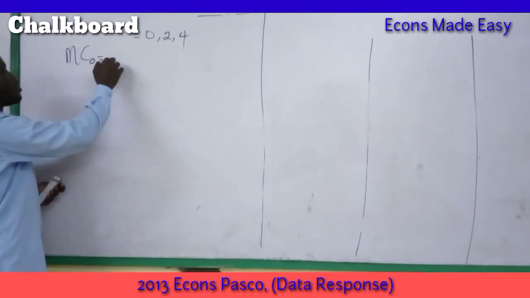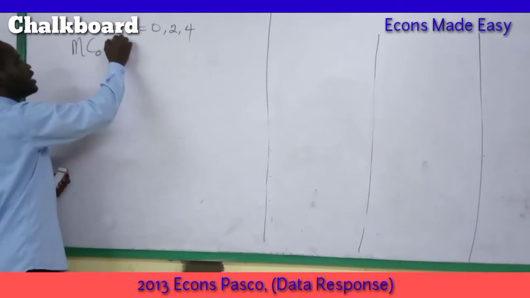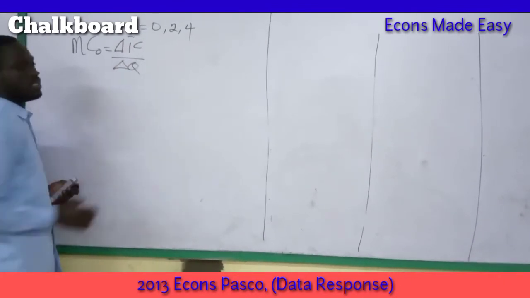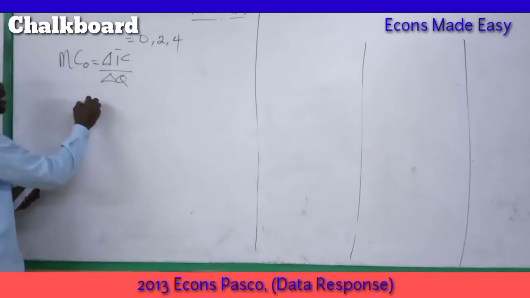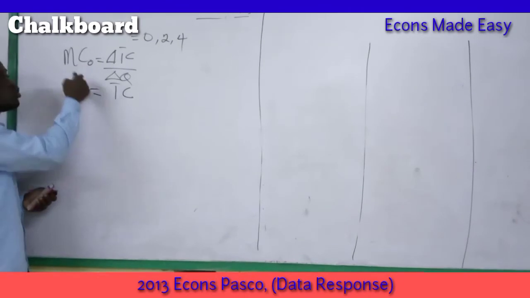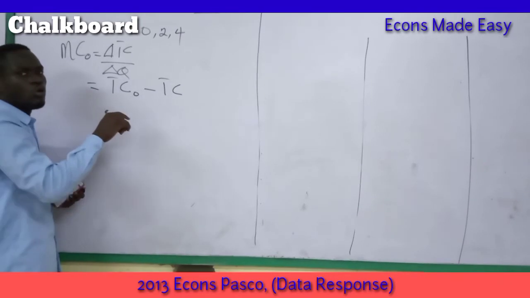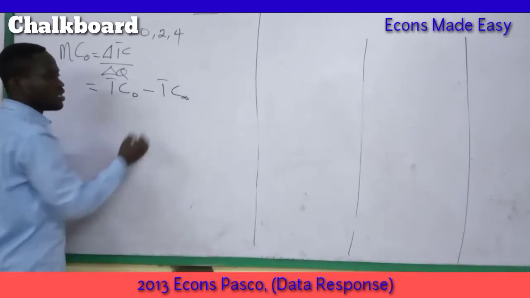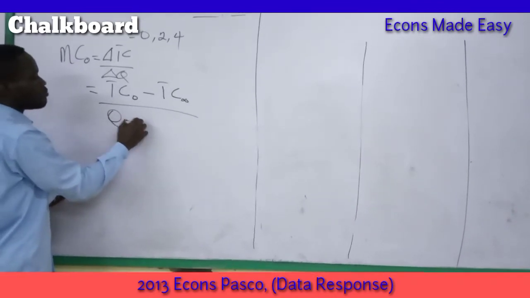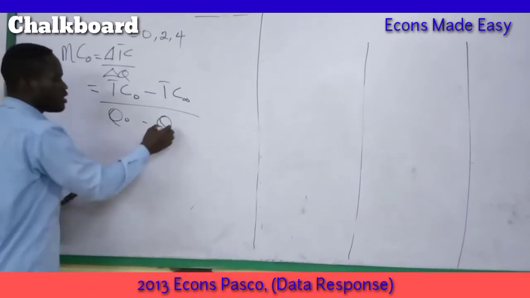Now marginal cost for output 0, the formula will be change in total cost divided by change in quantity. So this one can be written as TC. Now we are dealing with marginal cost of output 0. So TC0 minus TC of the one we don't know. So we tend to it to be what? Infinity. Because we don't know the next one. All over quantity of 0 minus quantity of the number before 0, we don't know. So we change by what? Infinity.